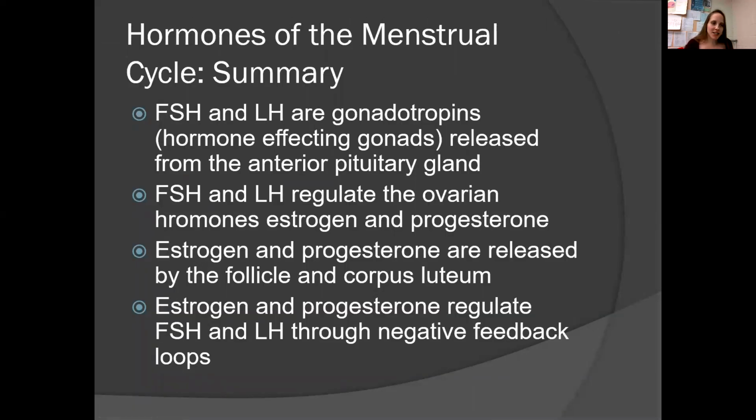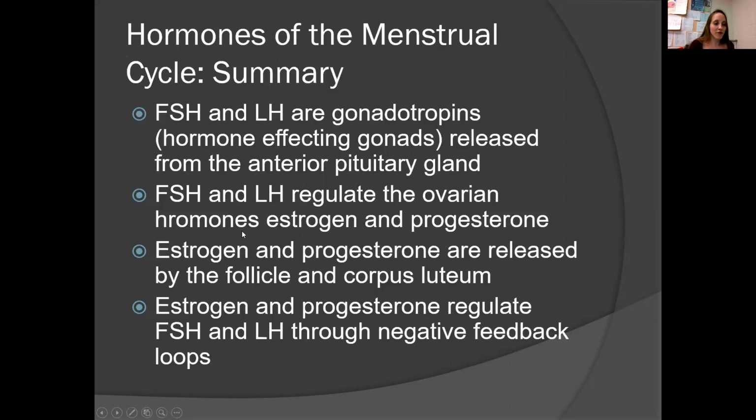So both FSH and LH are gonadotropins. We've talked about that before. They're both released from the anterior pituitary. FSH is responsible for ovary development, egg maturation, and estrogen production. LH is responsible for ovulation and progesterone production.